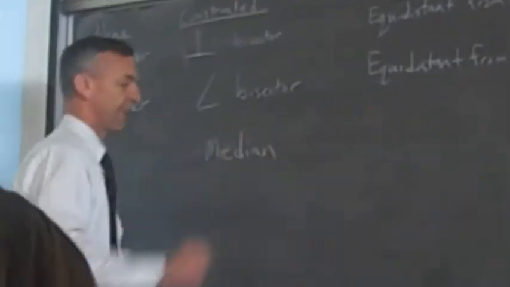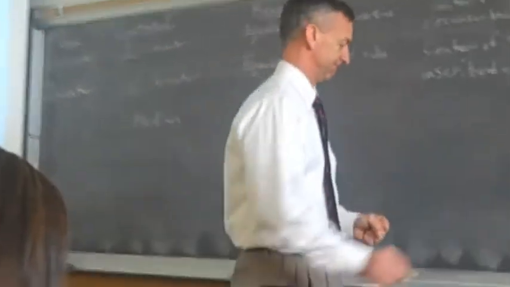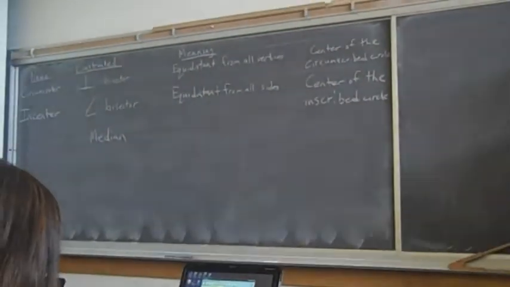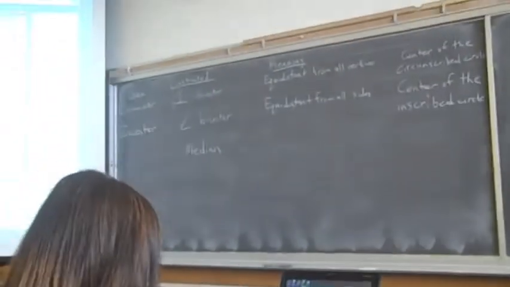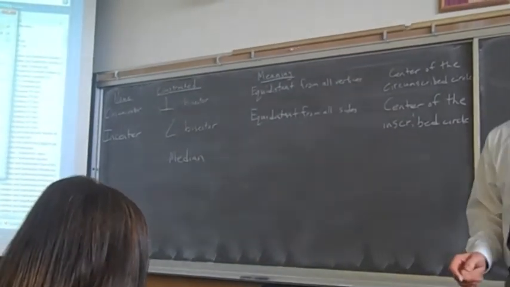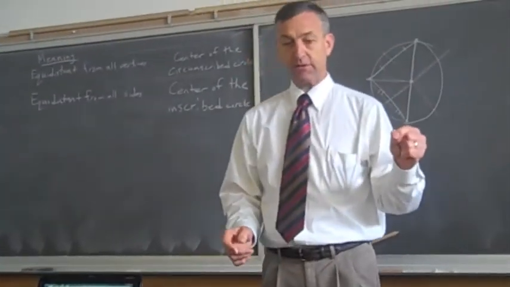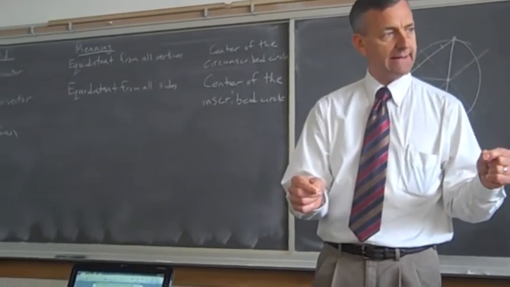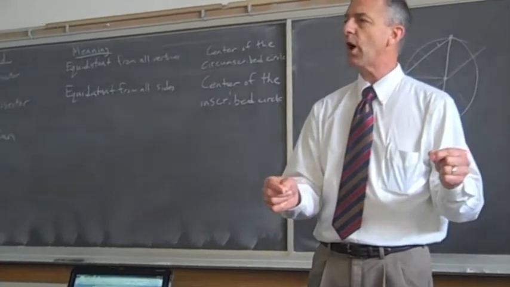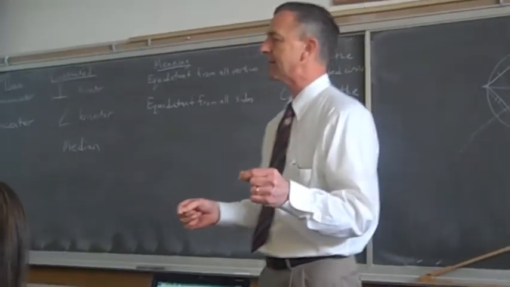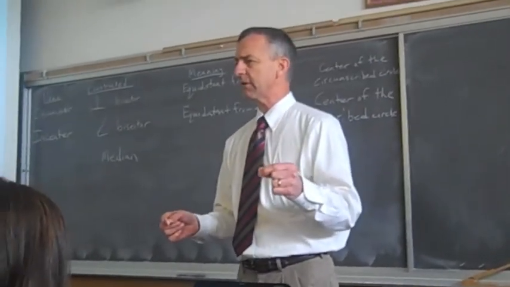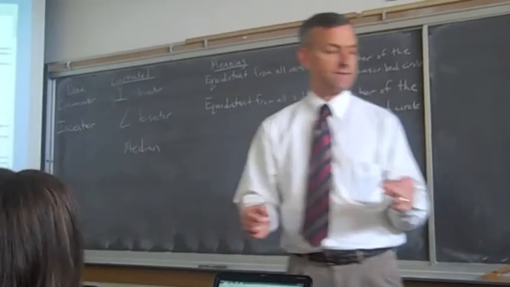Medians. So what's a median? A line from the vertex to the center of a line, right? The midpoint. From a vertex to the midpoint of the opposite side is a median. So if you draw all three of those in, guess what you get? Another point of concurrency. They all intersect in the same point.